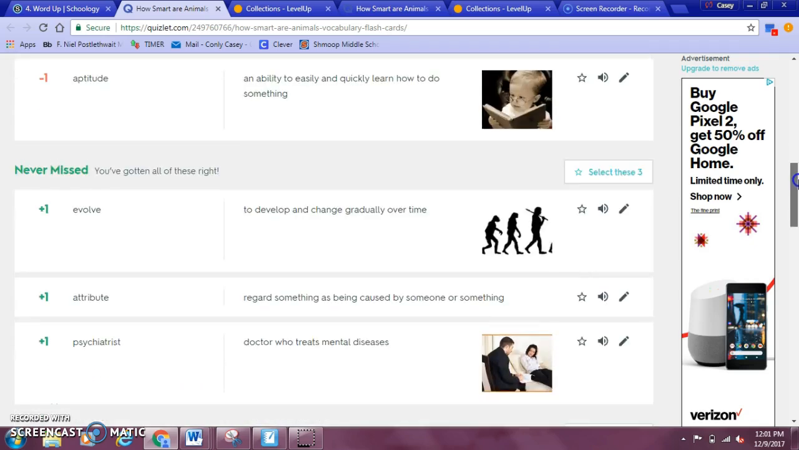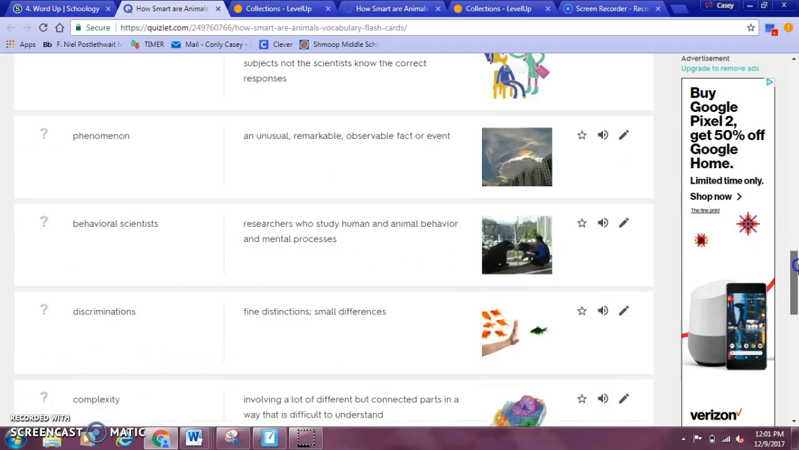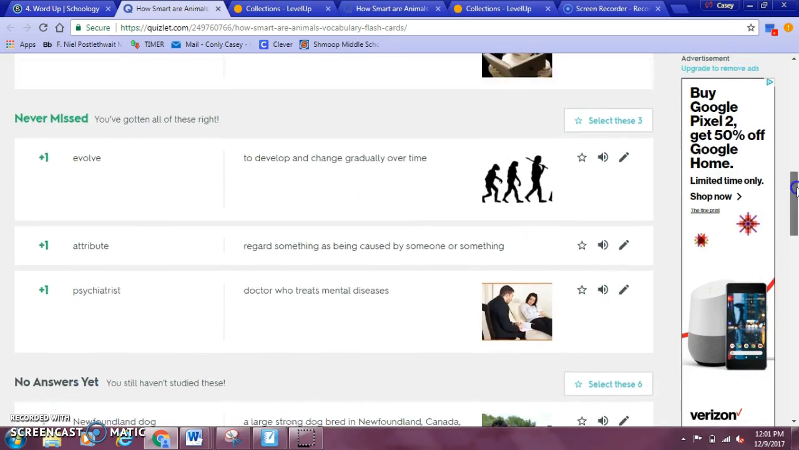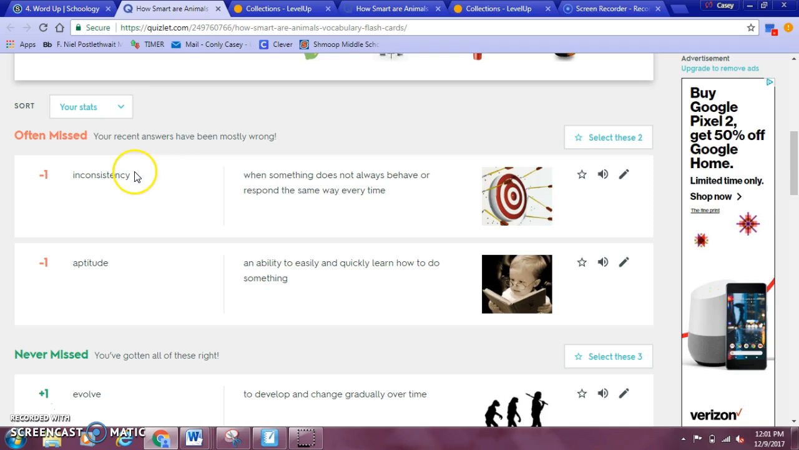What I really like about this is that it would tell you what you do well at with these vocab words, what you never miss, you understand, and what you frequently miss that you might need to go back and review. And this does this for all the students individually.